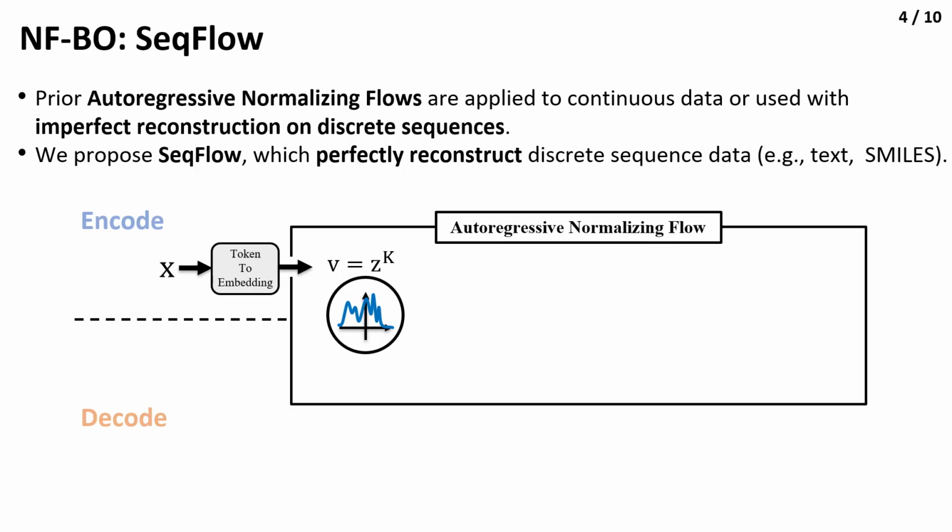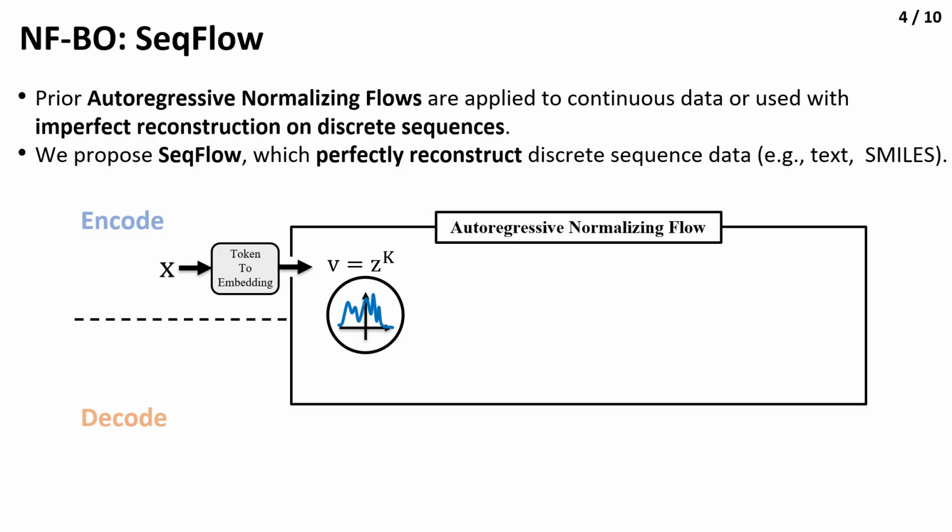We propose a flow model for discrete sequences, like text or SMILES. To handle discrete data, we used autoregressive normalizing flows. Previous autoregressive normalizing flows were designed for continuous data, or they couldn't reconstruct discrete sequences perfectly. Then we propose SeqFlow, which can perfectly reconstruct discrete sequences.